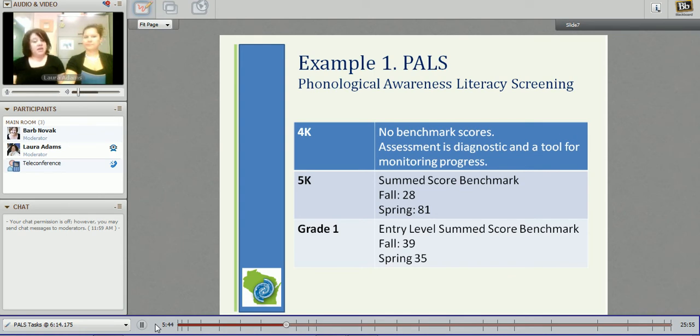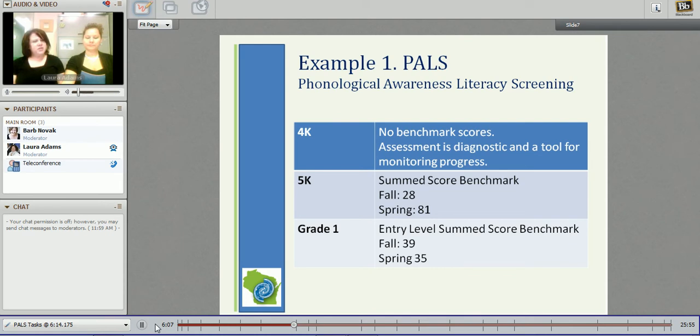In 5K and grade 1, you are required by statute, Standard C, to provide reading intervention for students who are at risk of reading failure. In 5K, that's students who do not meet the sum score benchmark on PALS, and in grade 1, that's students who do not meet the entry-level sum score benchmark for PALS.